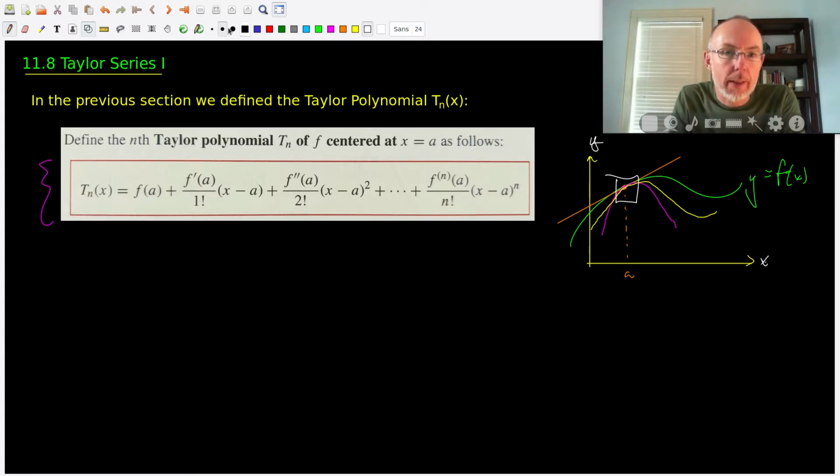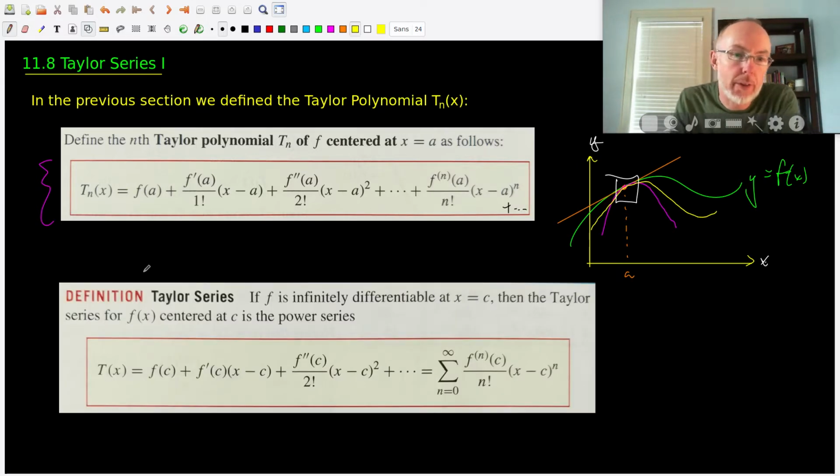What we're going to do in this section is say, well, instead of using an nth degree polynomial, now that we know so much about power series, infinite series, we can just take this last term and say, why stop there? Why don't we just keep going? And that gives us what's known as a Taylor series.